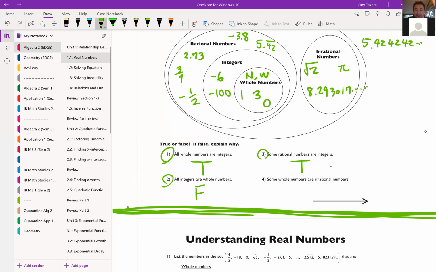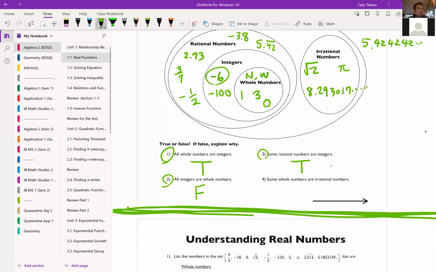Because look at it, -6. Is -6 a whole number? No, it isn't. So not every integer is a whole number. But the other way around, all the whole numbers are integers, right? But not the other way around. So that's false.